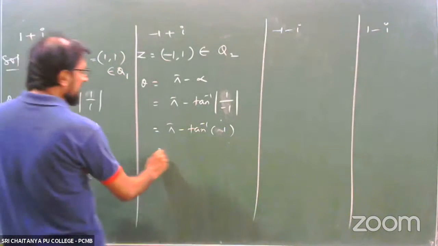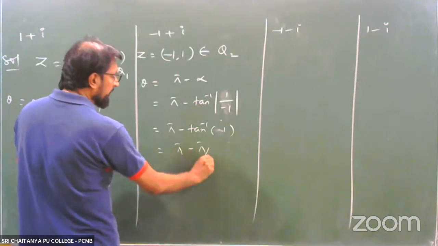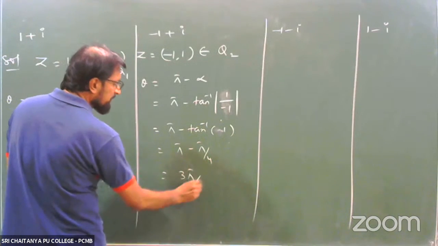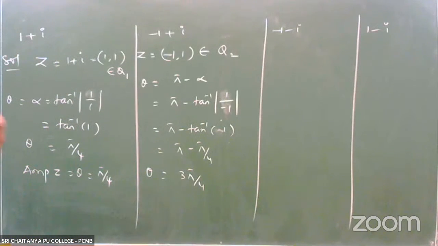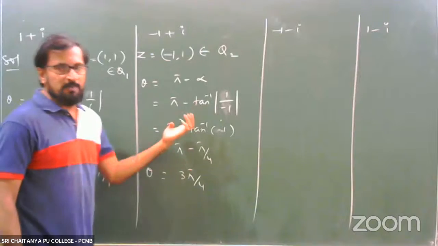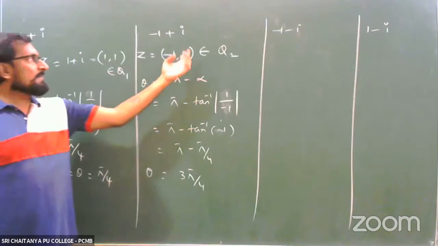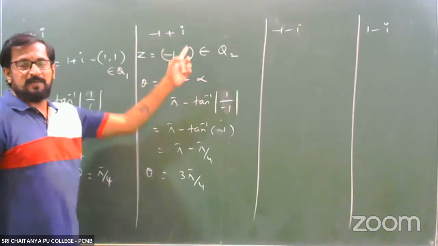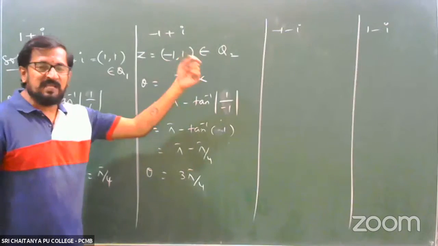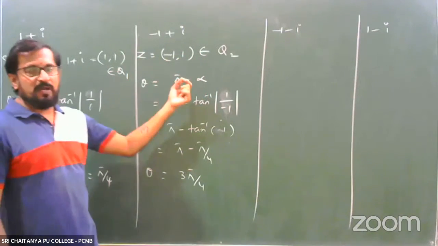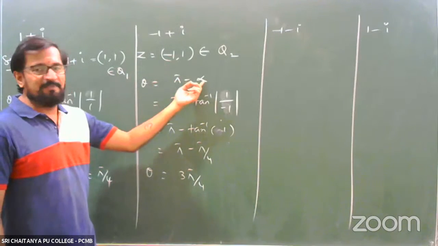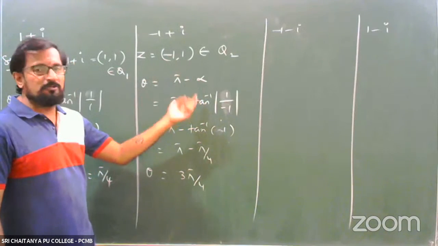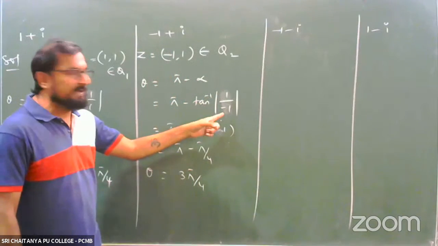So you are going to get pi minus pi by 4 is equal to 3 pi by 4. This is the amplitude of that complex number. I repeat this problem again. Minus 1 comma 1, you can write this one as minus 1 comma 1, which is in the second quadrant. In the second quadrant, the amplitude of any complex number is pi minus alpha, where alpha value is equal to tan inverse of mod of y by x.